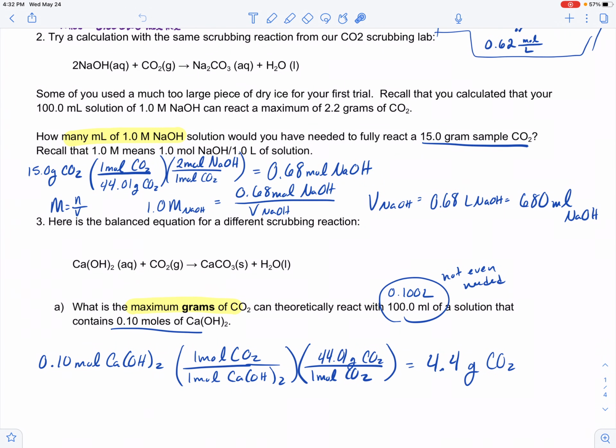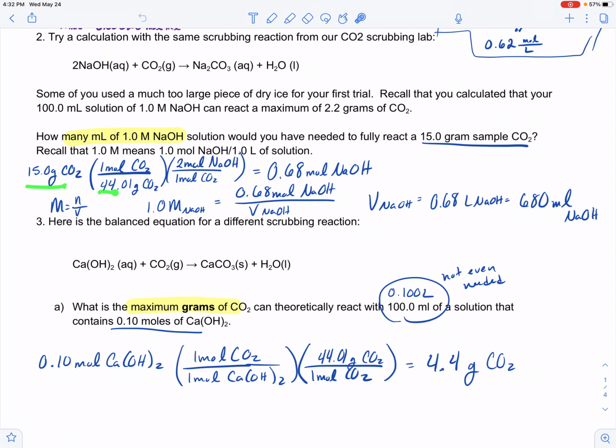This is very much like our scrubbing lab. In this particular case, it's asking you how many milliliters of a 1.0 molar NaOH solution. So I'm going to end with a molarity problem. And it says that you would need to fully react with 15 grams of CO2. So I'm going from CO2 into NaOH. So that's going to be your stoichiometry. I'm going to start with my 15 grams of CO2. And this is my balanced chemical equation up here.